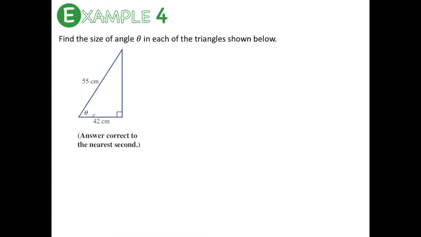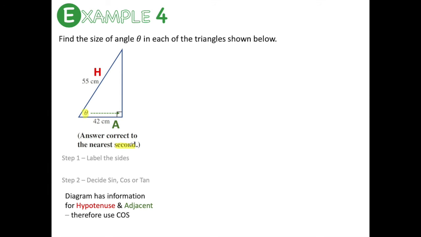So having a look at example 4, I want to find my missing angle, but this time it's going to be to the nearest second. So following through my trusty 6 steps, first step, label the sides. So I've got a hypotenuse side being my 55 centimeters, and my 42 centimeter is adjacent to the angle. So I've got adjacent and hypotenuse. So I'm going to decide to use cos as my trig ratio.